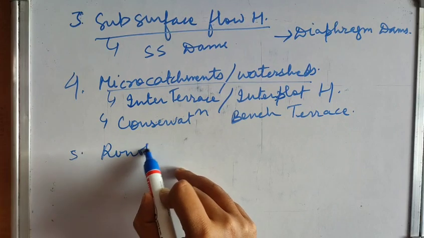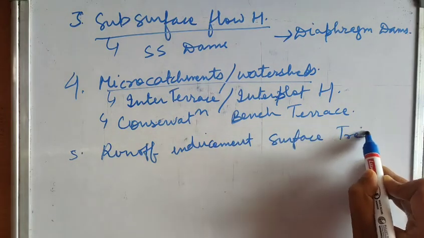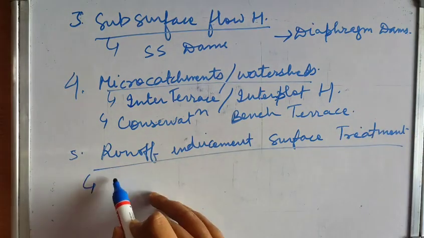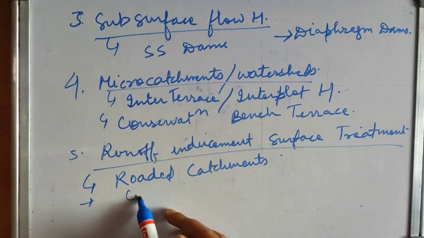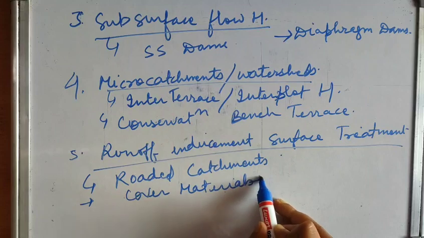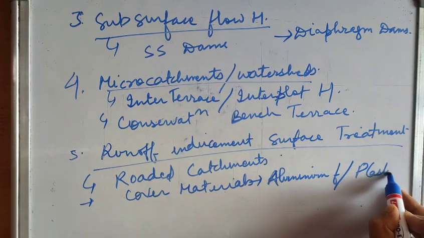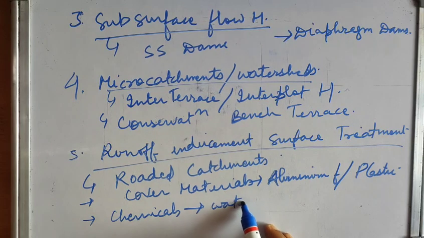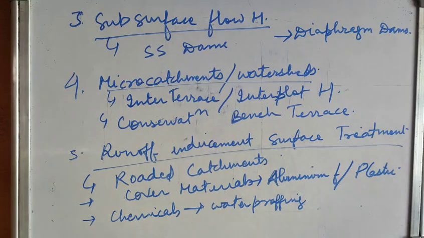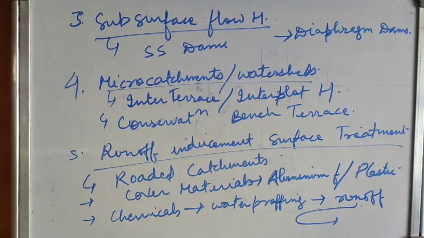Fifth method is runoff inducement surface treatment. For this, we can make eroded catchments. We can use cover materials such as aluminium foil and plastic sheets. We can use chemicals for waterproofing or water repellent, etc. So they will enhance runoff, and hence this runoff will be stored, hence we can enhance the water storage. So this was about different methods of water harvesting.